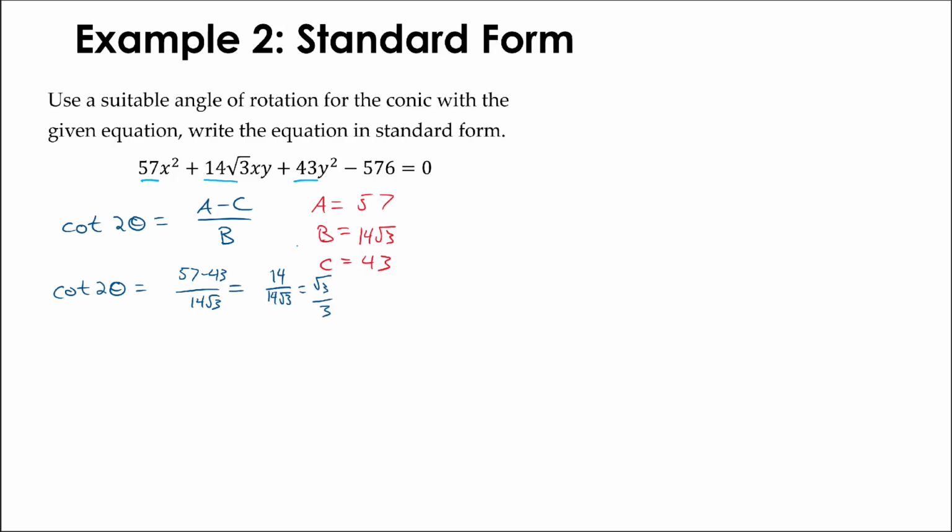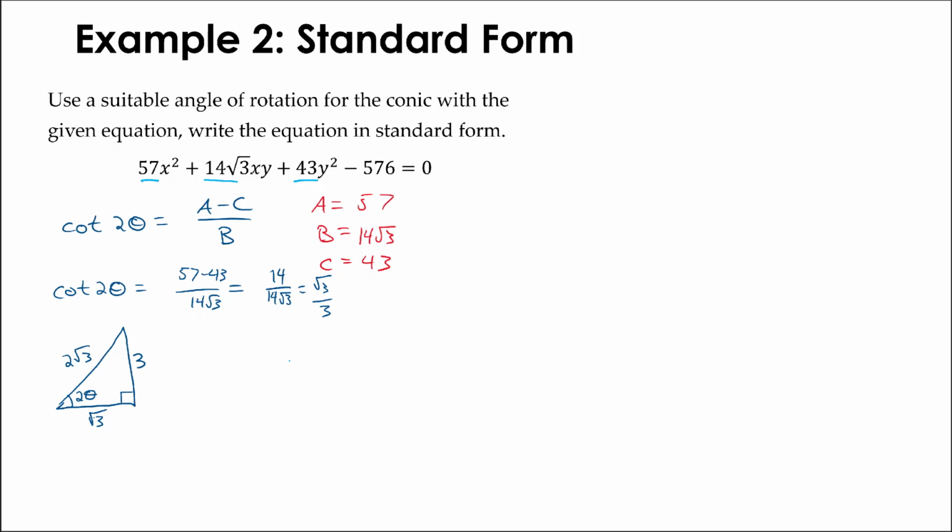And once we start to simplify this, it's going to be 14 over 14 root 3. And when I rationalize that, it's going to be root 3 over 3. All right. So cotangent of 2 theta equals root 3 over 3. So we can go ahead and start to draw a triangle of this. And the triangle to represent the situation would be something like this. Again, I've got 2 theta inside my triangle. Opposite leg is 3, adjacent leg is root 3, and then I've got 2 root 3 for my hypotenuse.